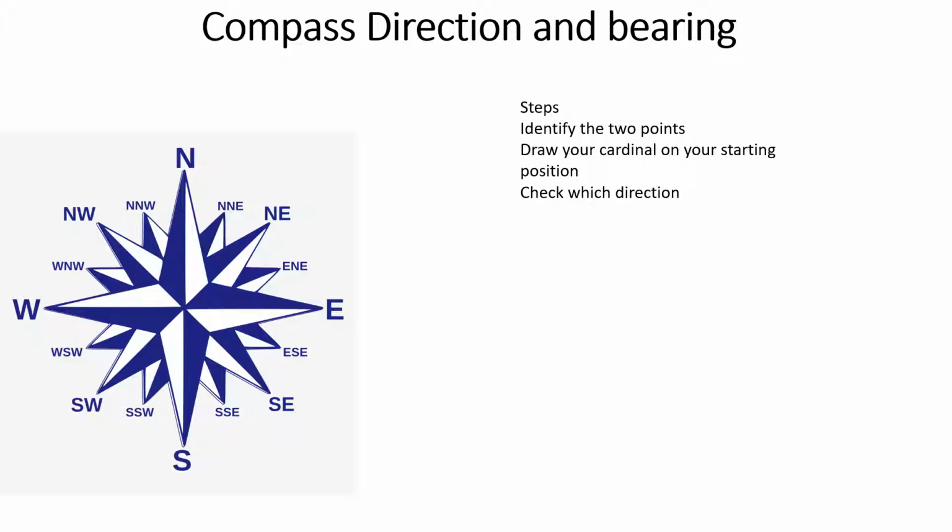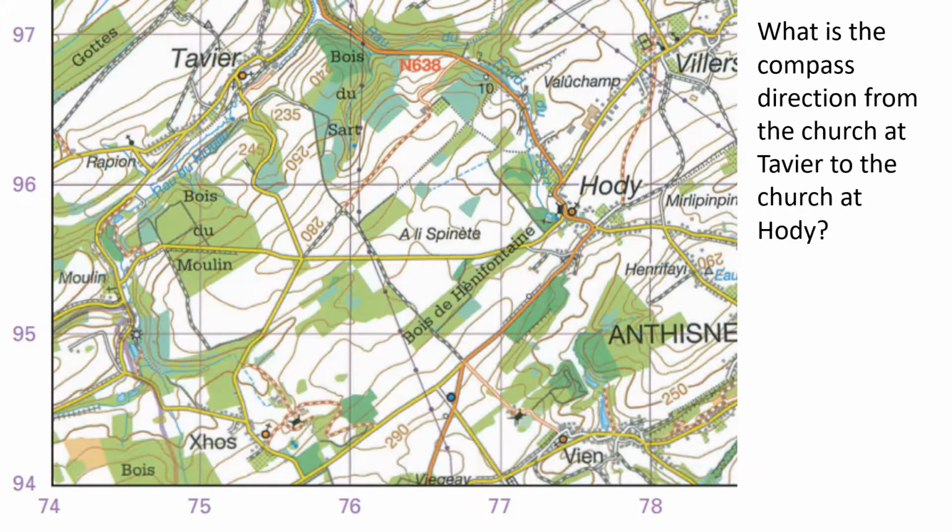Now, the next thing is compass direction. You should know your 16-point compass rules. Very important, 16-point compass rules. So here you have your north, south, west, east, divided into several points, and they are used to find directions on the map. Very important. So let's look at this example.